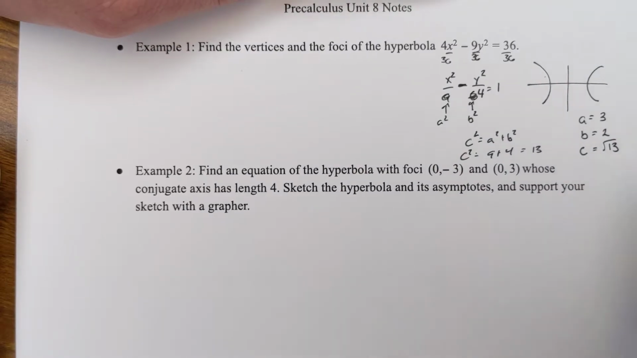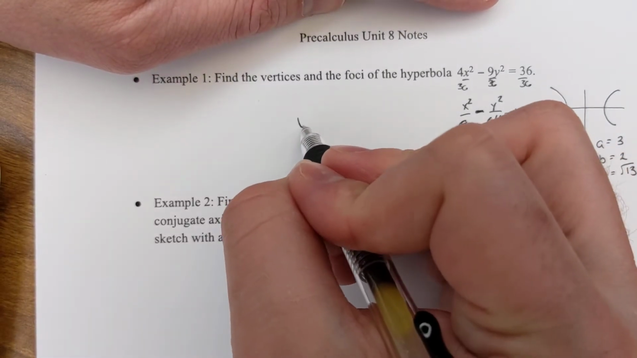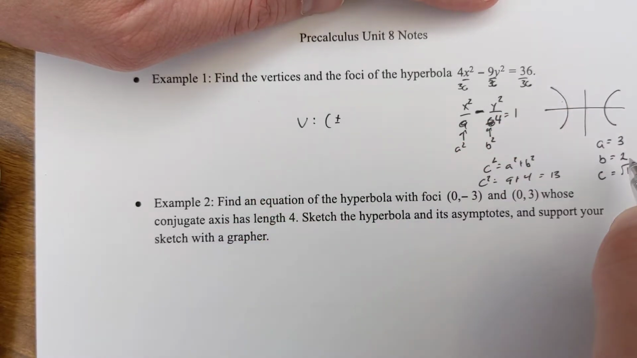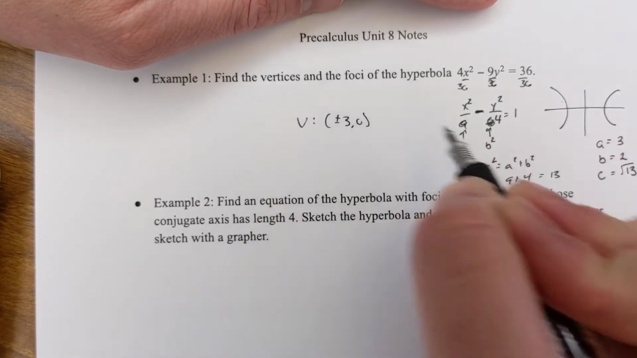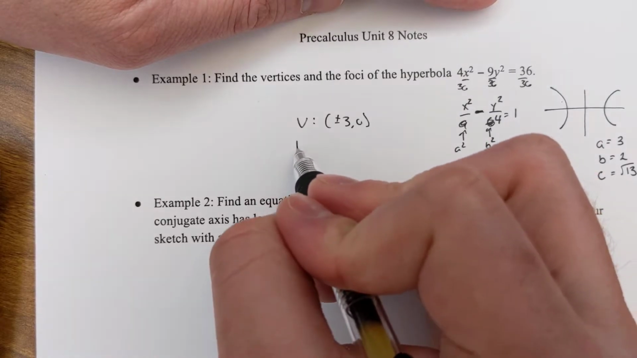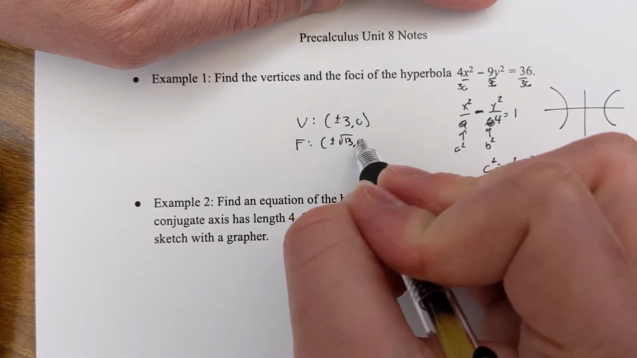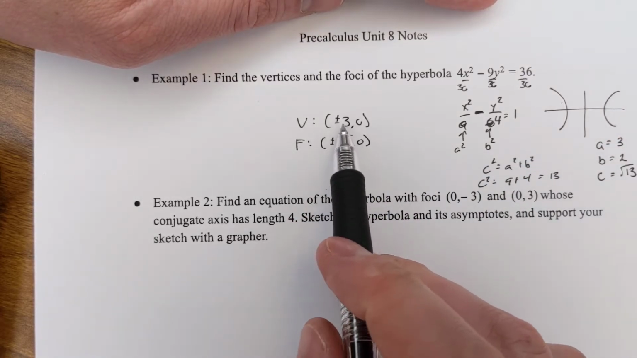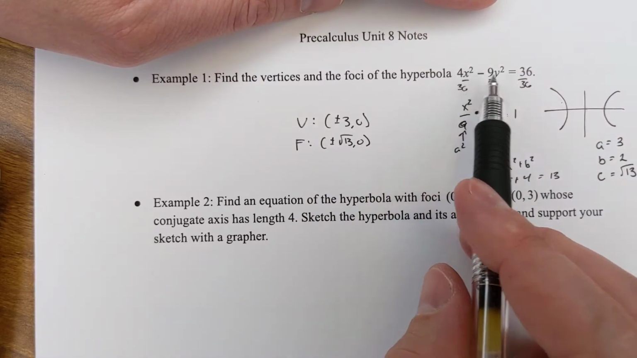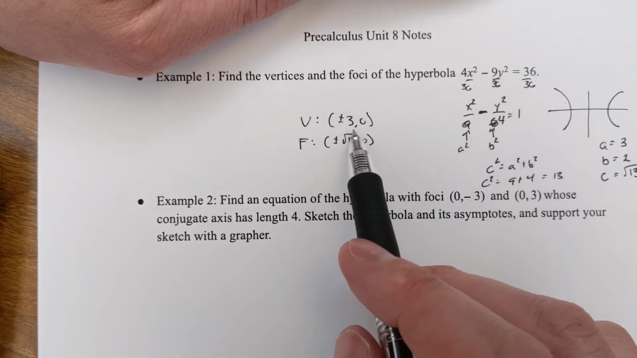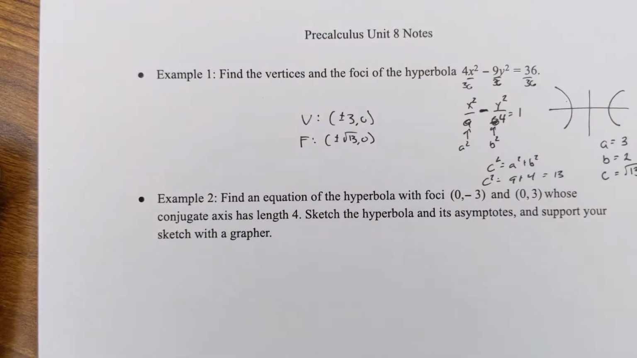So the vertices are at plus or minus 3, 0. The foci are at plus or minus root 13, 0. I know I have to add it to the x's because x is first. If the terms had been reversed, if the y was first, these numbers would be added to the y's.